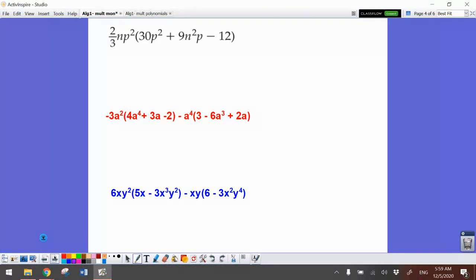Okay, let's make this a little bit more complicated with more variables. So go ahead and hit pause and see what you can do with this.